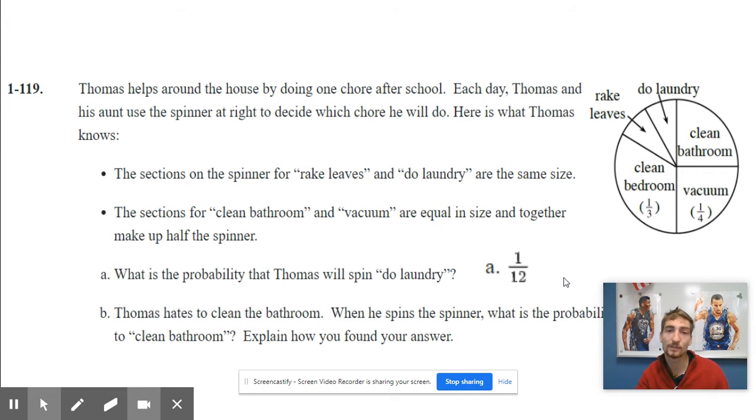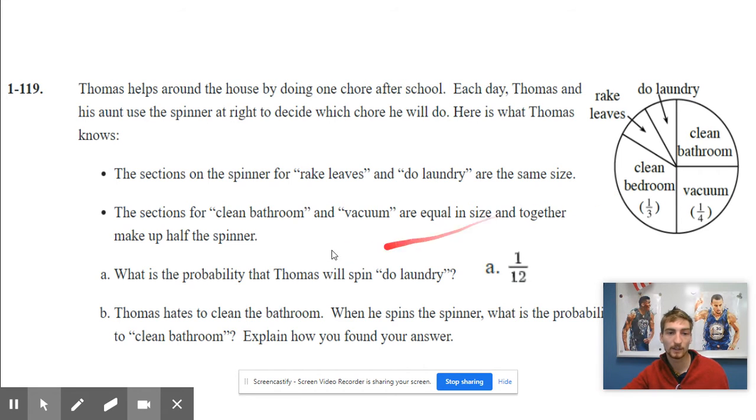All right, so you should have ended up with 1/12 because 3 and 4 both go into 12. And so you could divide the spinner into 12ths. This here would then be 3/12. This would also be 3/12, right, because they're the same size. Clean bedroom, 1/3 would turn into 4/12. And so far I have 3/12, 3/12, and 4/12. So I have a total of 10/12 covered. And then I have my 2 slices left. 2/12 divided by 2 would be 1/12. Because I'm looking for just do laundry. So that's how I get my 1/12.